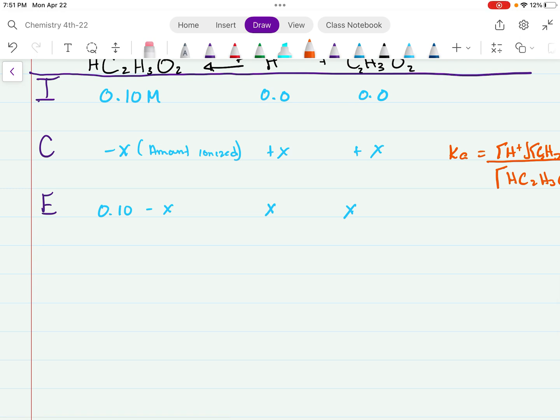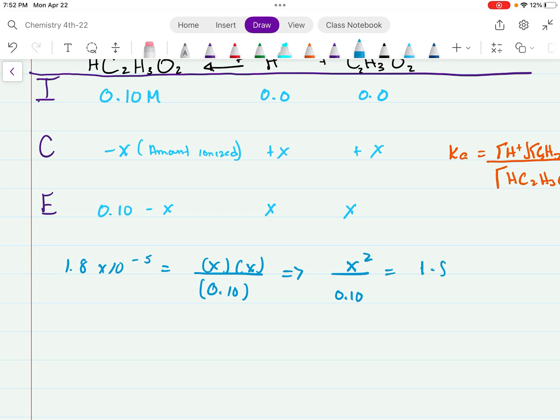Now, again, we already know the Ka for acetic acid. It's the same value, so let's get this going. It's going to be 1.8 times 10 to the negative 5. That's going to equal X times X, all over 0.10, because we're going to neglect that X one more time. Let's simplify this. That's going to be X squared over 0.10, and that's going to be equal again to 1.8 times 10 to the negative 5.